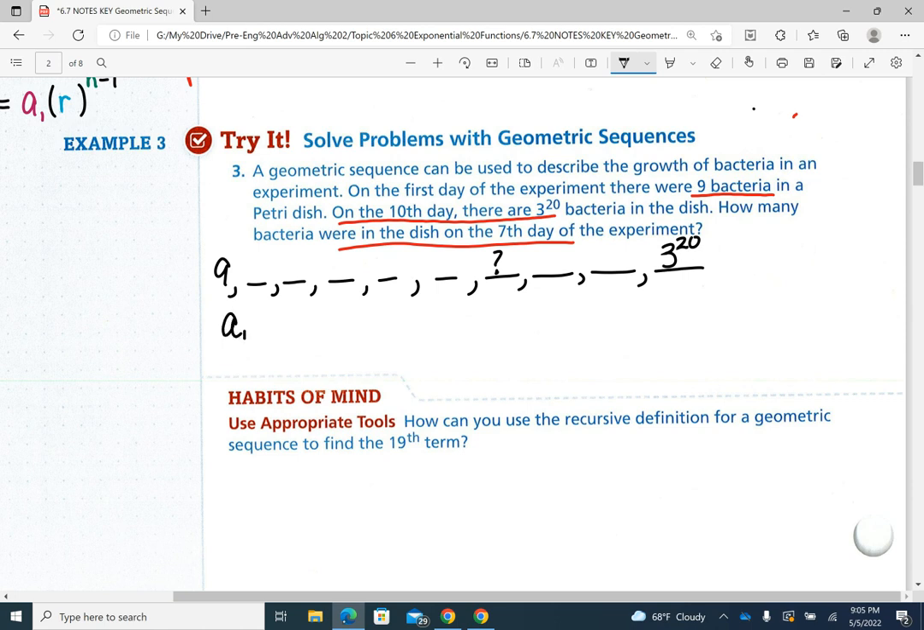So the explicit definition is a sub n equals A1 times R to the n minus 1. And I can look at the information I have and substitute what I know. Right now I know initially there's 9 bacteria, so that tells me that A1 equals 9. So now my formula looks like this: a sub n equals 9 times R to the n minus 1. Okay, well now I don't know R and I don't know N. So in order to figure those out, I'm going to use this information.